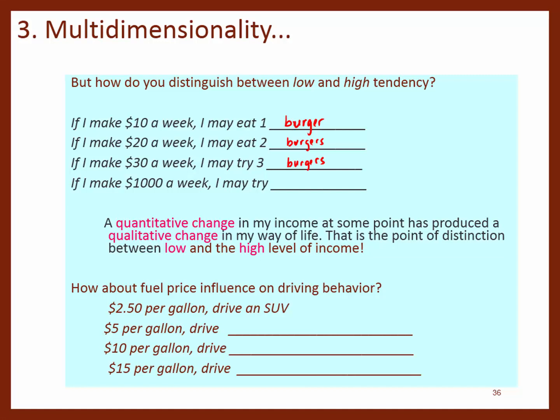So that increment in your income is changing the way you behave, right? Before, with this money, I was going to eat only burgers during the week, but now I might try steak because I'm making $1,000 a week. So a quantitative change in my income at some point has produced a qualitative change in my way of life. That is the point of distinction between low and high in terms of income.